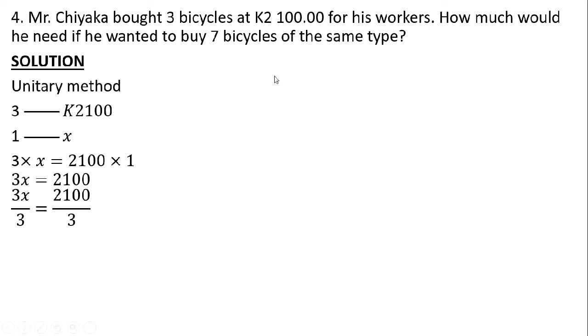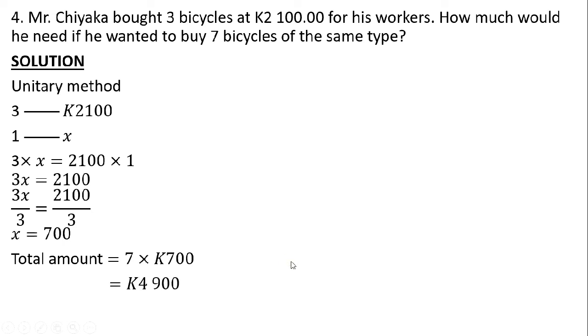Now, to find the cost of 7 bicycles, we are going to multiply the cost of 1 bicycle, which is 700 kwacha, times 7. So total amount was 7 times 700 kwacha, which is equal to 4,900 kwacha. Mr. Chiyaka spent 4,900 kwacha on 7 bicycles. As simple as that.